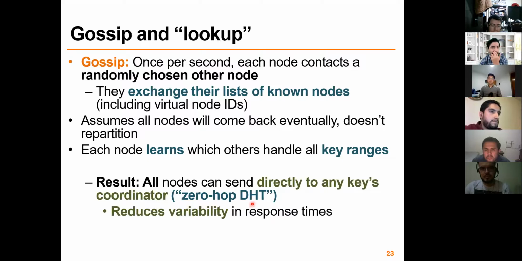That's why they can reduce variability in response time using these schemes.